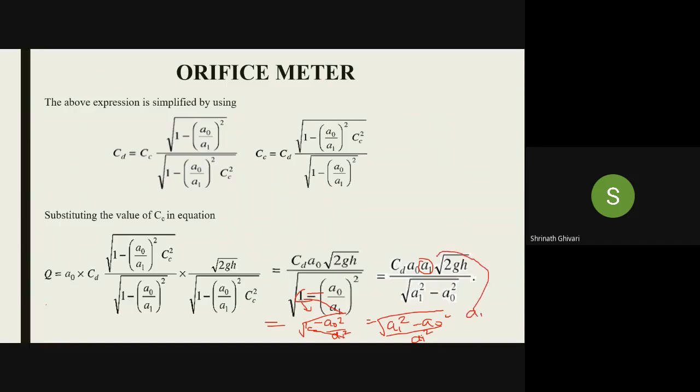And I'll take it into the numerator. Q equal to CD into A naught into A1, this A1 we have got from the denominator, into square root of 2G divided by square root of A1 square minus A naught square. So this is the final expression for discharge through the orifice meter. Okay. Any doubts? Shall I derive it again?